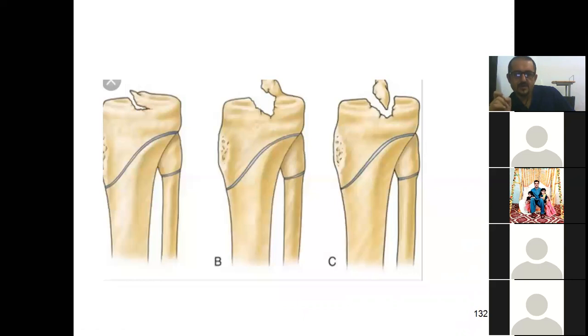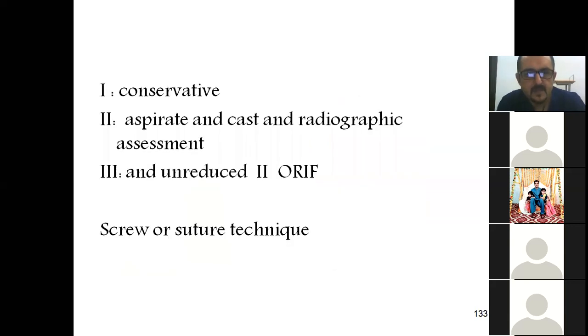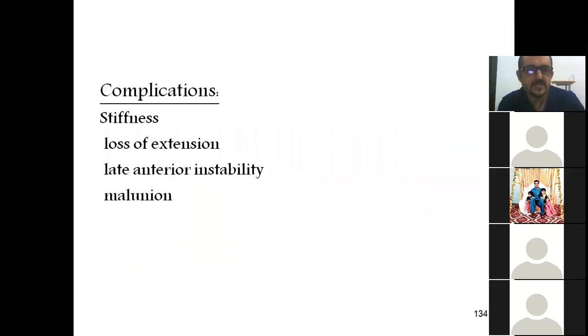For this, arthroscopy is mandatory because the meniscus is sometimes entrapped. So type 1 is managed conservatively. Type 2 is aspirated and then you redo the X-ray to see if it's reduced or not. If it's reduced, you can do a long leg cast. Type 3 and type 2 non-reduced fractures can be treated operatively, arthroscopic assisted. Complications are stiffness, loss of extension, late anterior instability, and malunion.